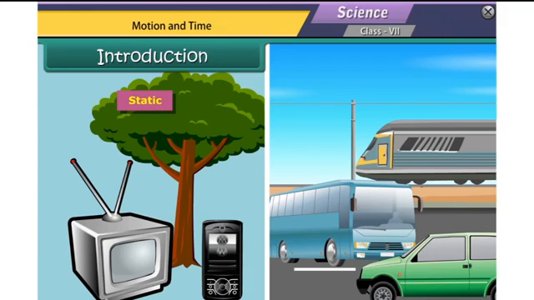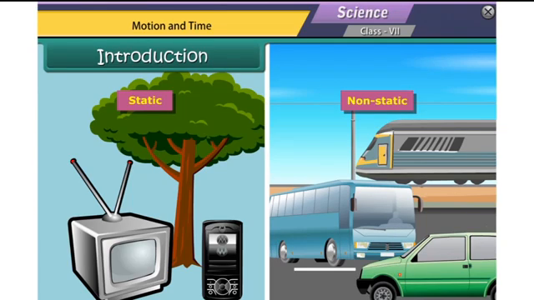Such objects are said to be at rest, whereas objects such as cars, buses, trains, etc. are non-static. It means that their position changes with time. Such objects are said to be in motion. Let us discuss motion and time in greater detail in this lesson.